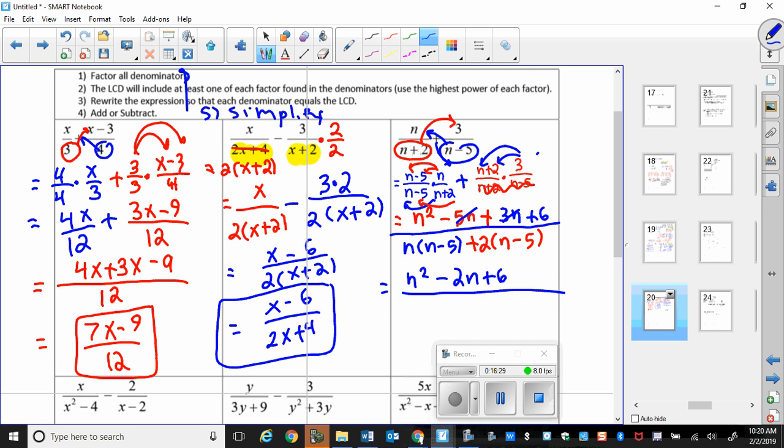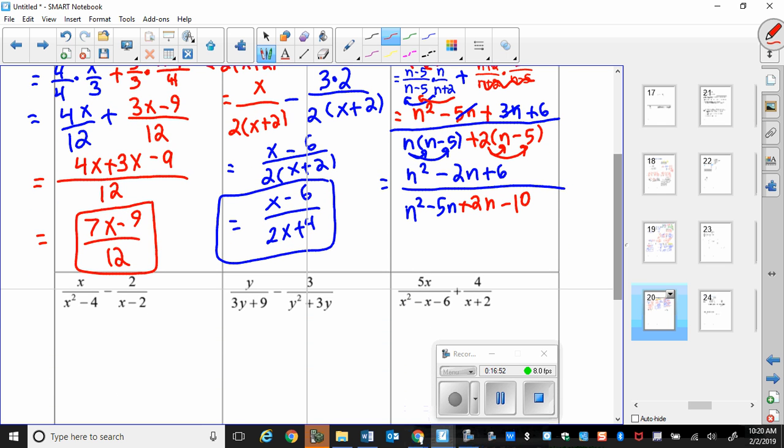It's going to do the distribution on the bottom. N squared minus 5n's on the bottom. On the right, 2n minus 10. 2 times negative 5 is negative 10.